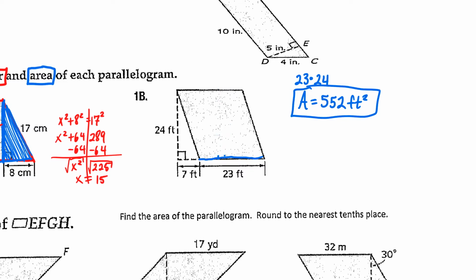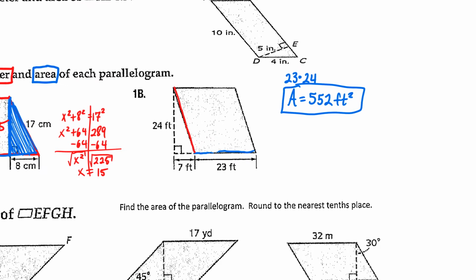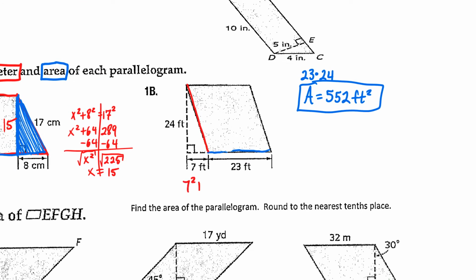Now to find the perimeter, we've got to know how long this side is right here. So how am I going to find that side? I've got to use Pythagorean theorem again here. So it's 7 squared plus 24 squared equals x squared. This is a standard Pythagorean triple. That's not a very familiar one, but if you work that out, you get that it's 25. A 7, 24, 25 is just a standard Pythagorean triple. So you have 25, 25, 23, and 23 to get the perimeter.